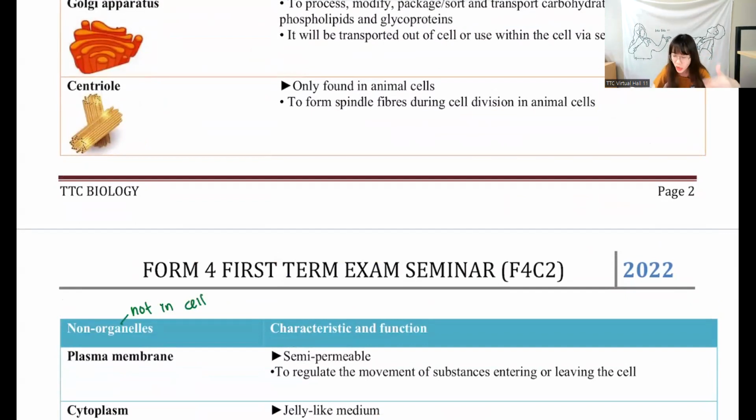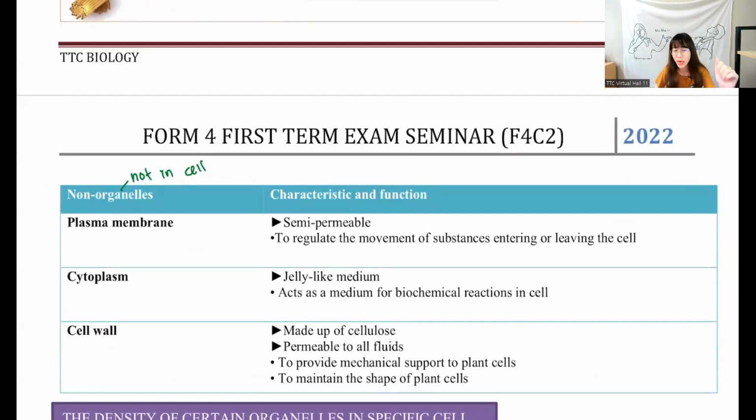What does non-organelle mean? First, we have plasma membrane. Plasma membrane equals cell membrane. Cell membrane function is to regulate substances moving in and out of the cell. Plasma membrane is semi-permeable. What is semi-permeable? It means they only allow certain substances to pass through. You learn this in detail in Chapter 3. You can write selectively permeable, semi-permeable, or partially permeable, only certain substances.